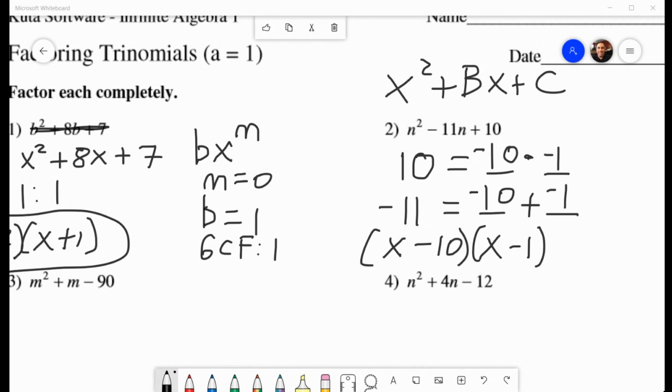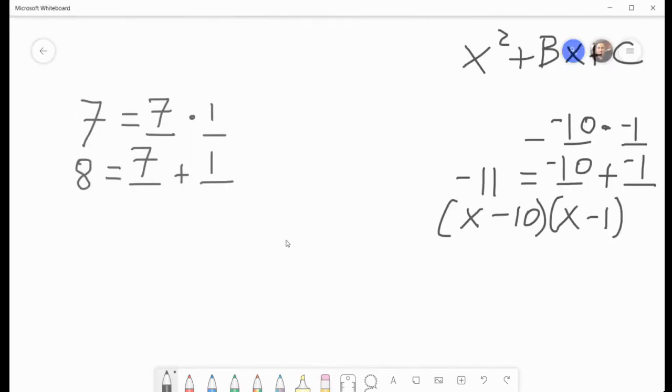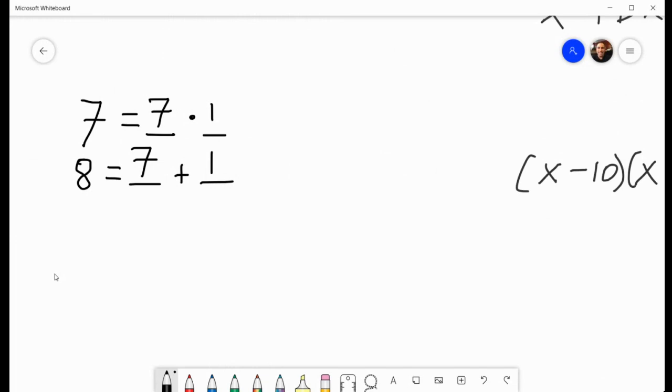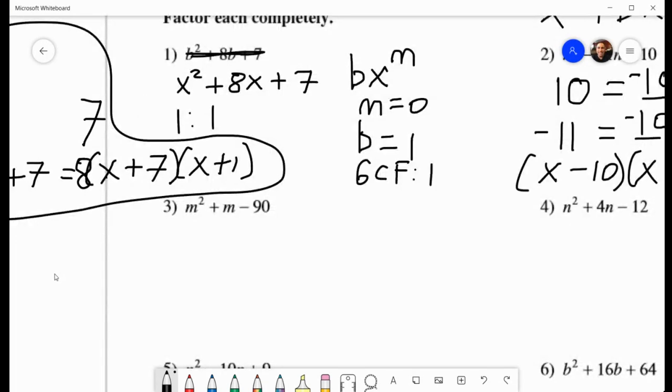Okay. Let me do another one, all right? Let me, bear with me. Oh, come on. There we go. Let me just make sure this works. Sweet, it works.